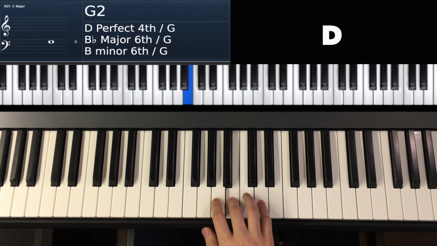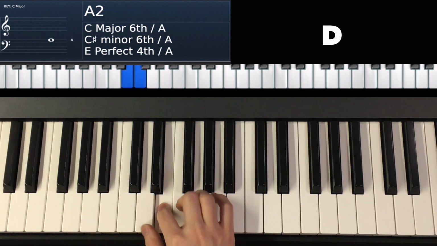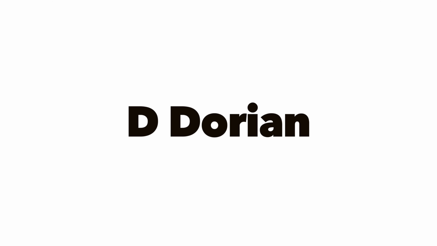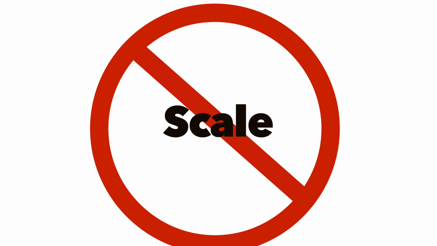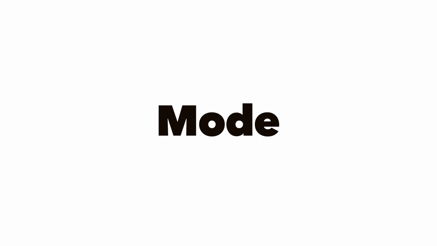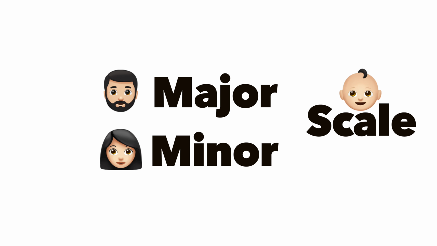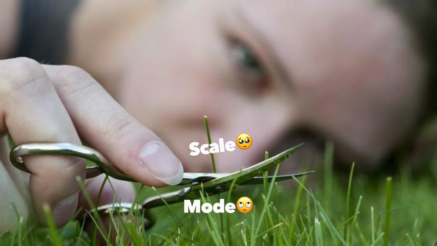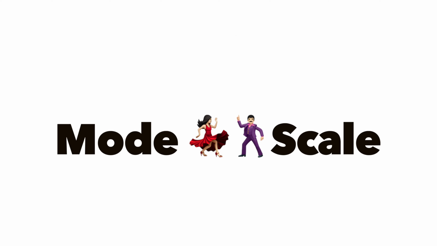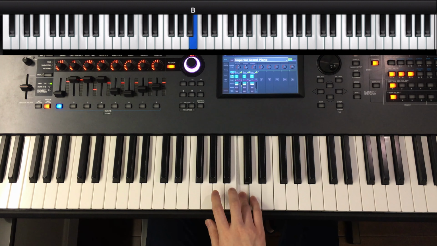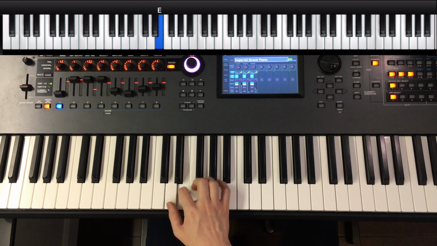If we play all white notes from D to D, then we get this. D Dorian. Technically, it's not a scale, it's a mode. Modes existed before major and minor, and they gave birth to the scale. Well, the nitpicking is a bit unnecessary, because we're going to use it as a scale anyway. So now you know D minor 7 and its extensions make D Dorian.